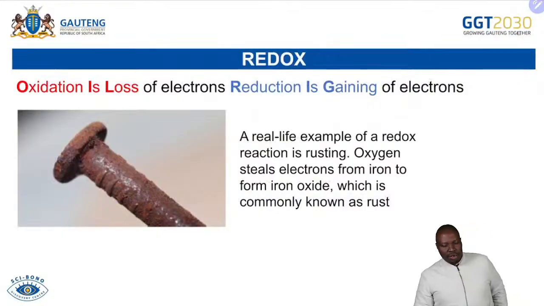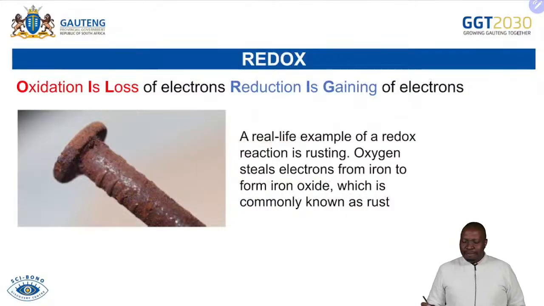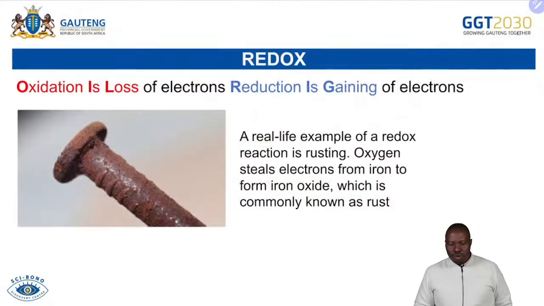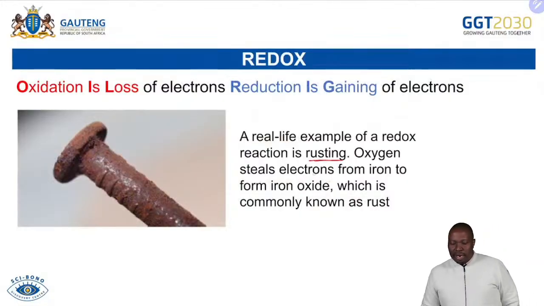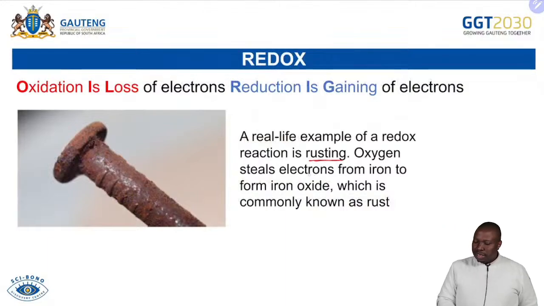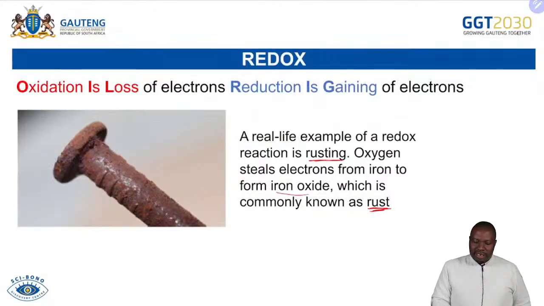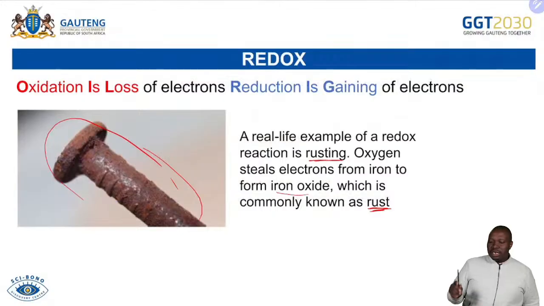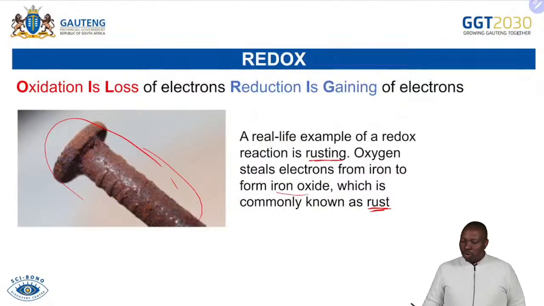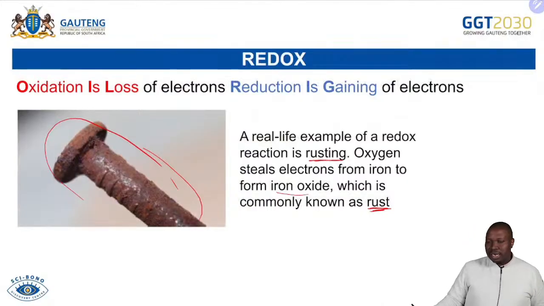Remember, we said oxidation is loss of electrons and reduction is gaining of electrons. And we're saying this happens in real life. Redox reactions do take place during rusting. I think you have seen your iron nails losing electrons when oxygen takes the electrons from iron to form iron oxide, which is commonly known as rusting. When you see your iron with rust, it means oxygen was able to take the electrons, or iron lost the electrons, and is rusting in the process.